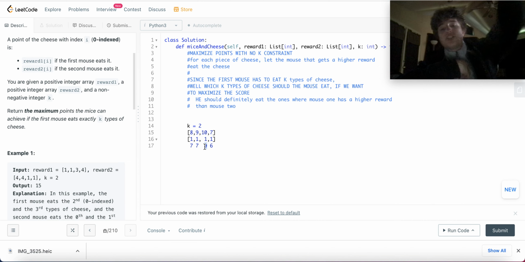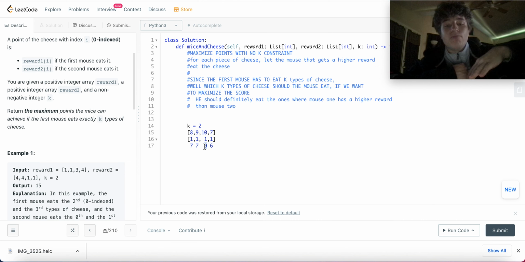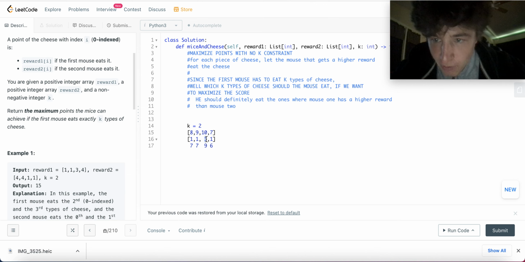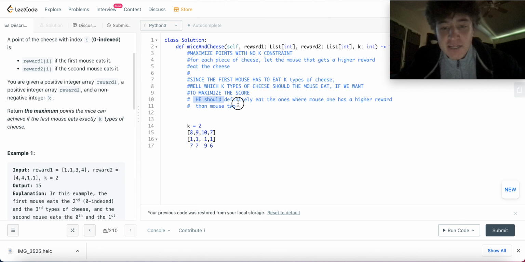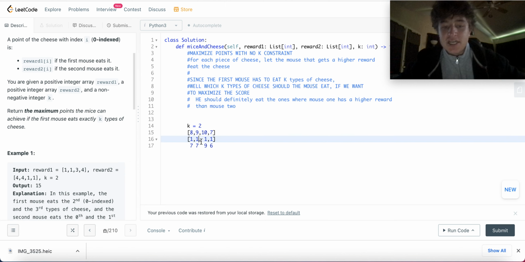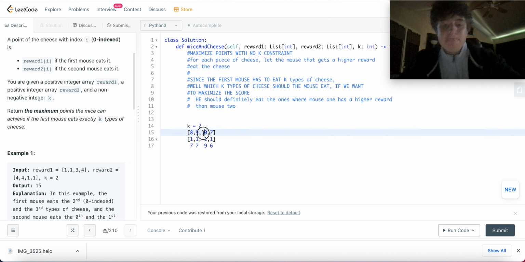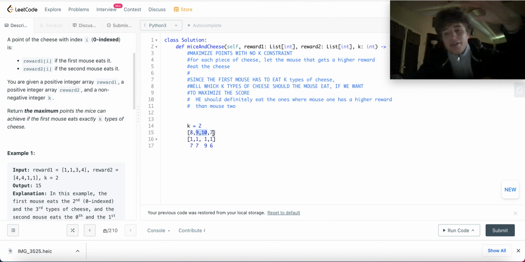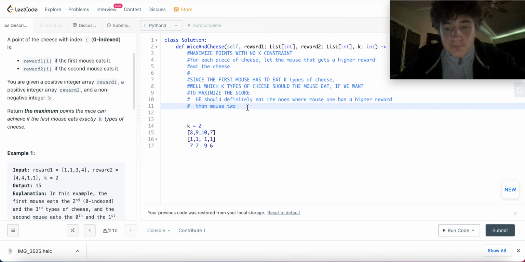If I eat it, it goes up 9, and I get a difference of 9 if I decide to eat this versus if the other mouse decides to eat it, right? So I should definitely eat the ones where mouse one has a higher reward than mouse two, but which ones? I should eat the ones that maximize my score. So I would choose to eat this one and this one versus these two. Even though mouse one is greater than mouse two in all cases, I should choose the maximum such ones. So mouse one eats the largest differences first.